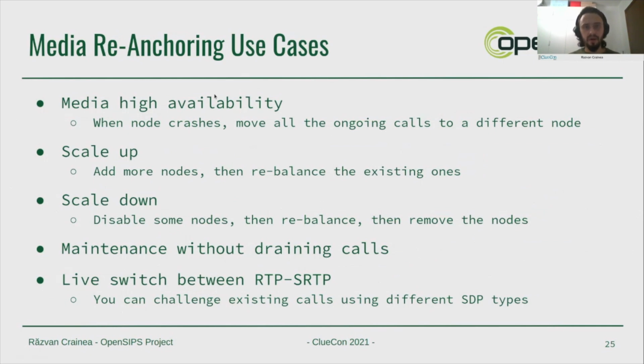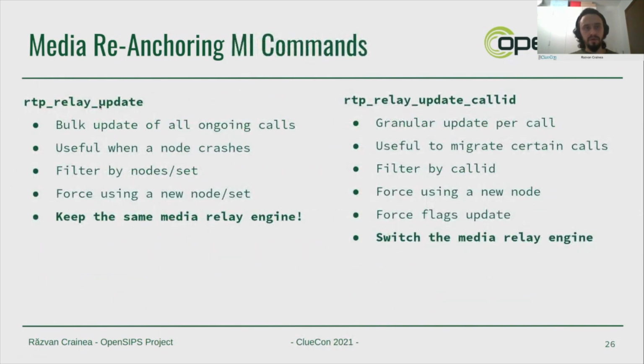For example, for high availability, when a node crashes, you want to move calls to a different node. You can use it to scale up or down. For example, you add some new nodes and you want to balance all the existing sessions. You can use a simple command, which is RTP Relay Update, which goes through all the ongoing calls and rebalances them on a new media server.